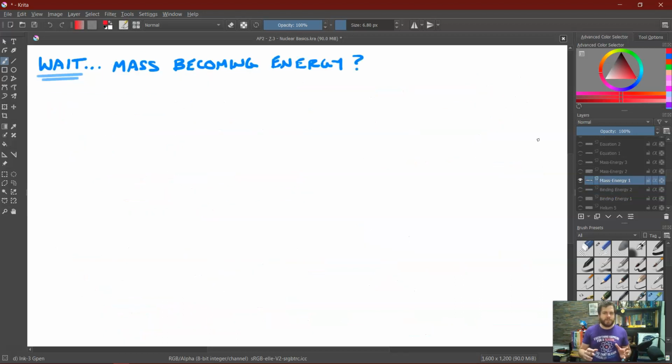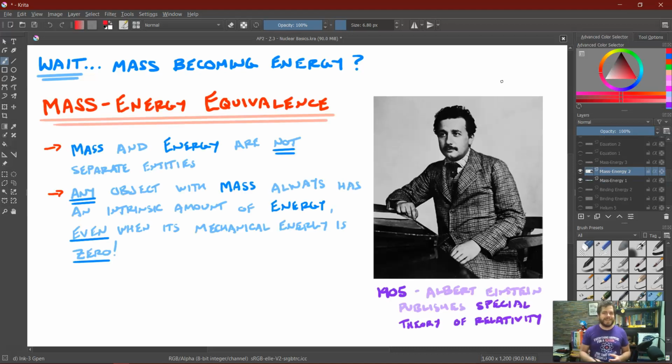Now, hopefully by this point, there's probably been at least one, if not two, big red flags about this whole concept. Which is first, what? Because mass and energy are two different things. Why am I talking about mass becoming energy and energy becoming mass? Well, the thing is that they are actually flip sides of the same coin. In 1905, Albert Einstein, when he published his special theory of relativity, one of the things that he derived from that was that mass and energy are really not separate entities.